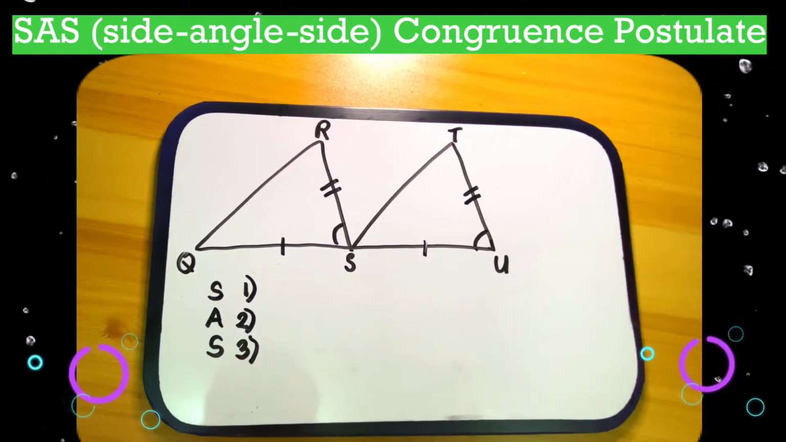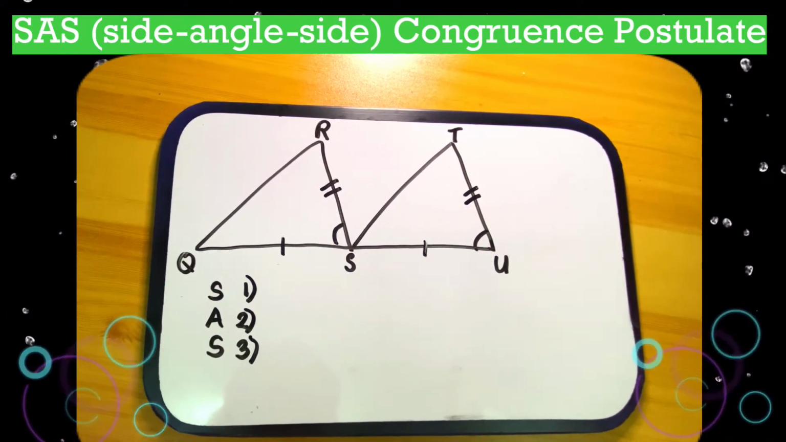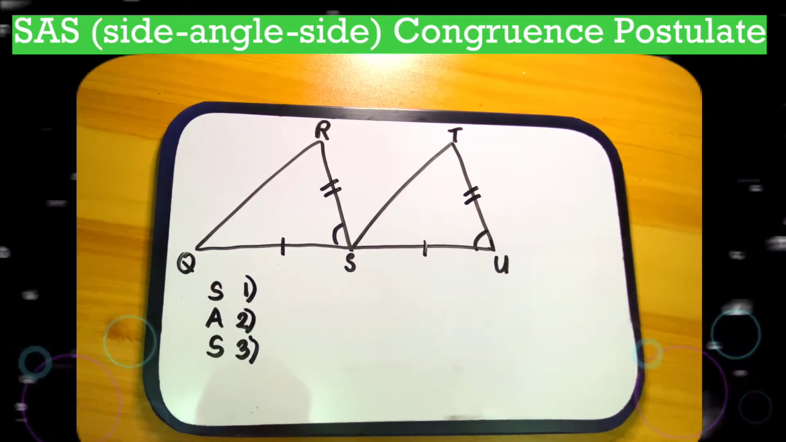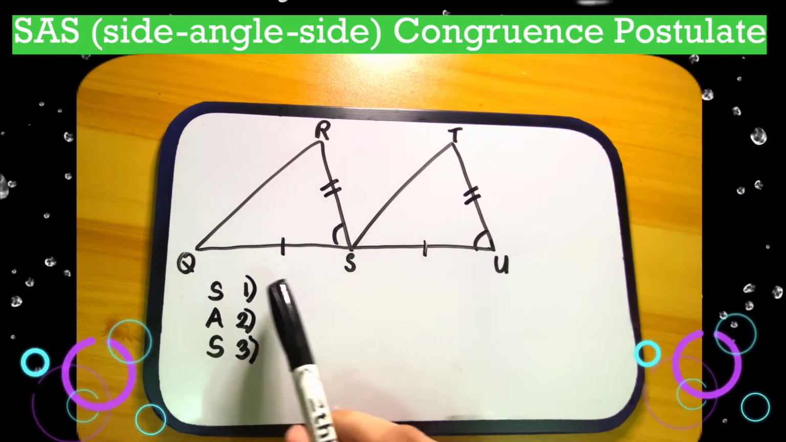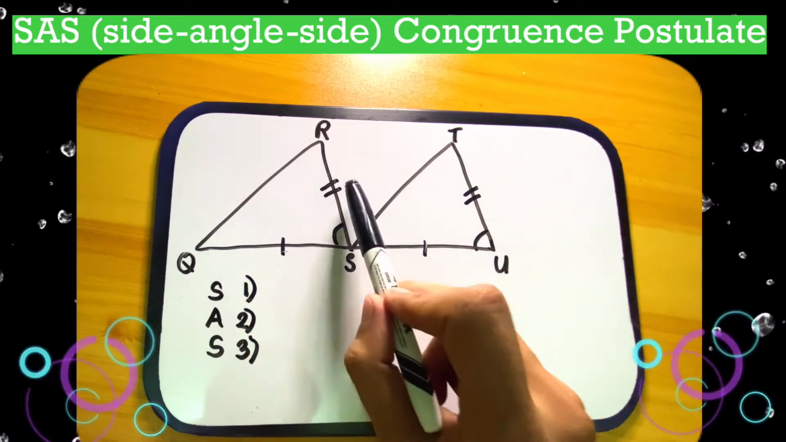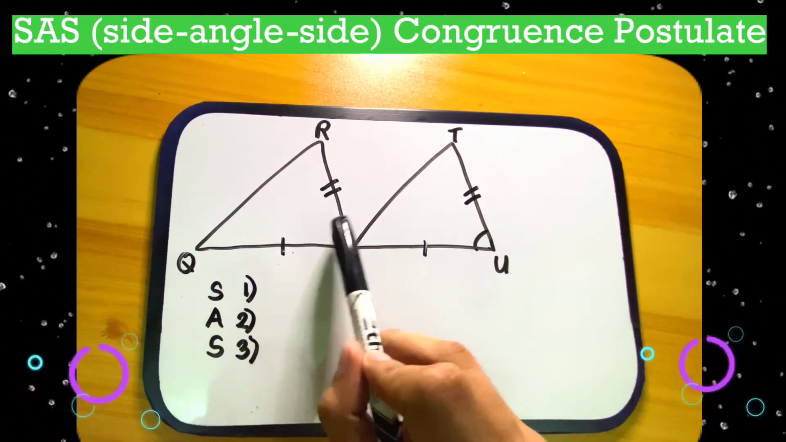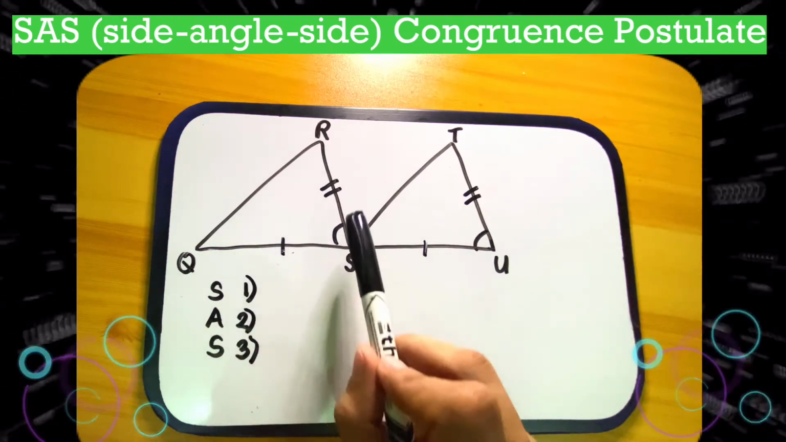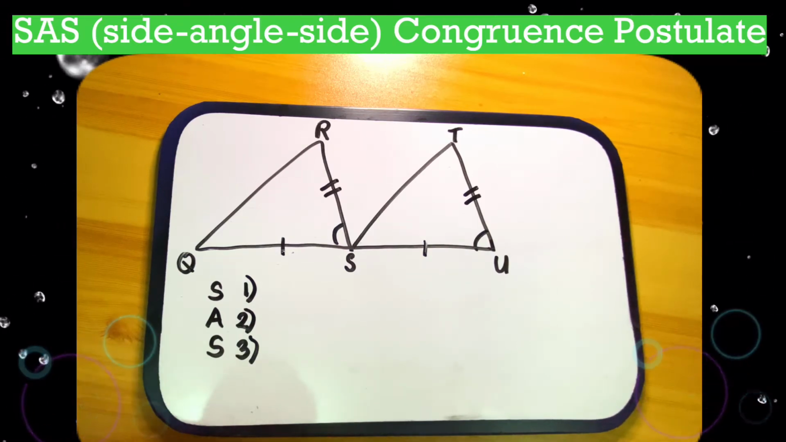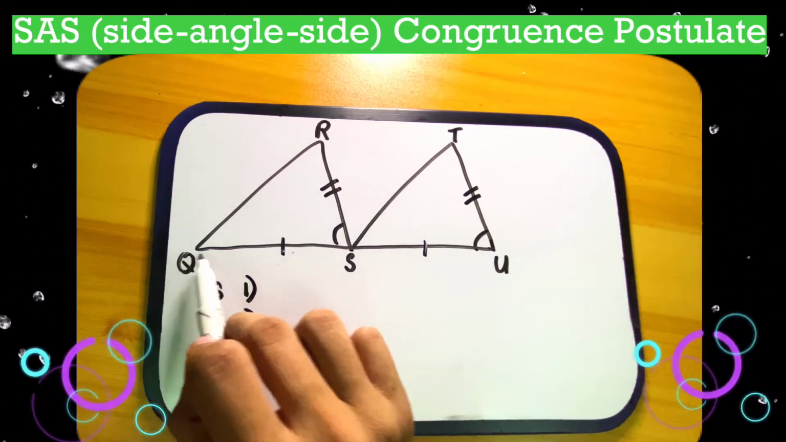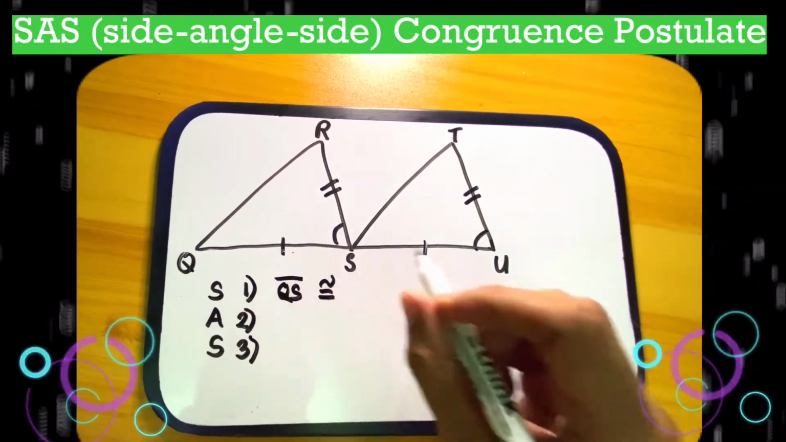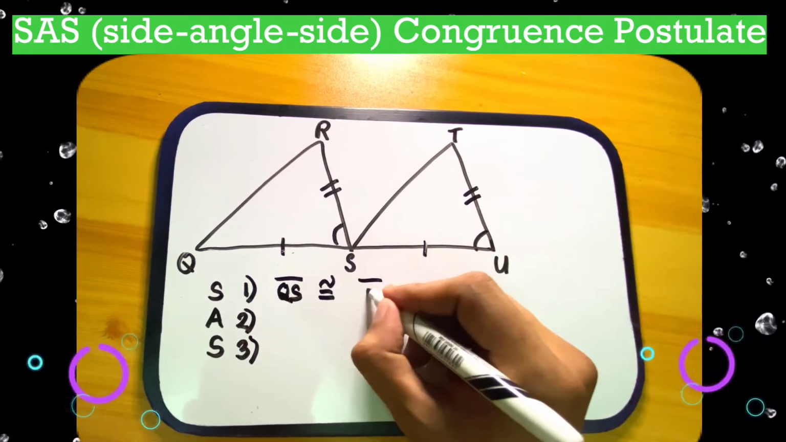Okay, we have this second example. We have these two triangles. Based on the figure, we can easily determine the congruence postulate, because we have one side, the included angle, then the side. That is already side, angle, side, so SAS. We will just name the pairs that are congruent. We go first to the sides. First side, we have side QS congruent to side SU.